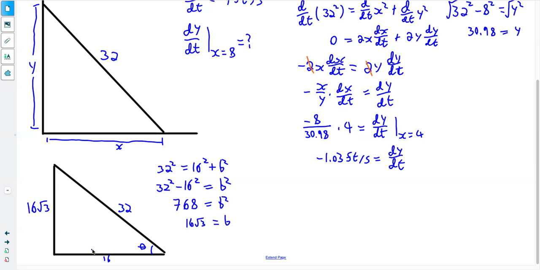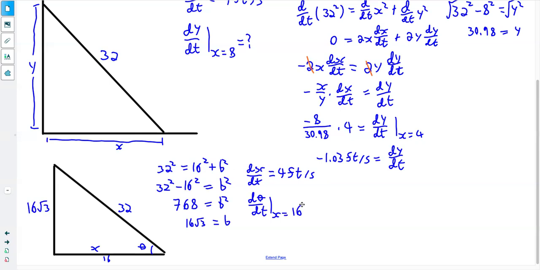Now this will still stay as our x value. And we still know that our dx over dt is 4 feet per second. And we are solving for d theta dt when x is equal to 16.